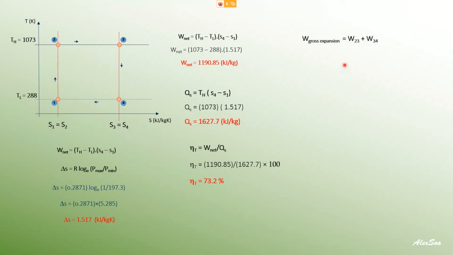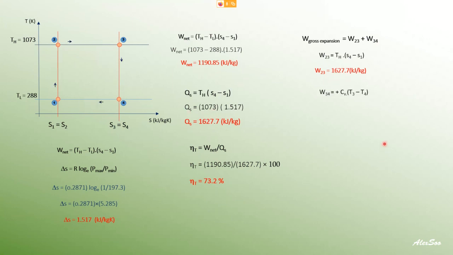Then the gross work expansion. Remember, the gross work expansion is based on both expansion works. Work 2 to 3 is given by this, because 2 to 3 is isothermal. In an isothermal process, the work is equal to the heat. So in order to find work 2 to 3, we refer to heat 2 to 3, which is given by this formula. So we can straight away write down work 2 to 3 as this amount.